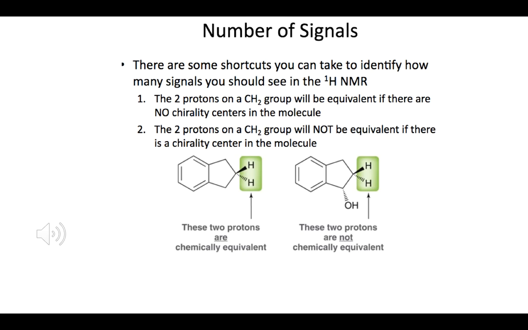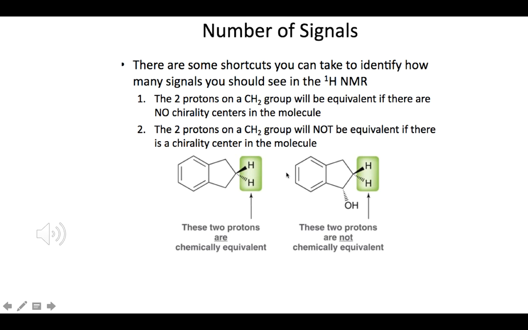So here's a quick shortcut. If you look at the picture on the right, you would think that you have two signals, right? But if we draw a line down the middle, these protons are exactly the same. So we don't have two signals, we only have one signal because these protons are equivalent. On NMR, with respect to these two, we would just see one hydrogen.